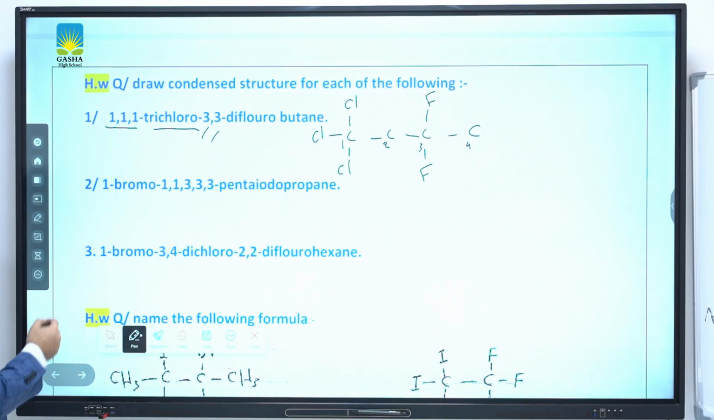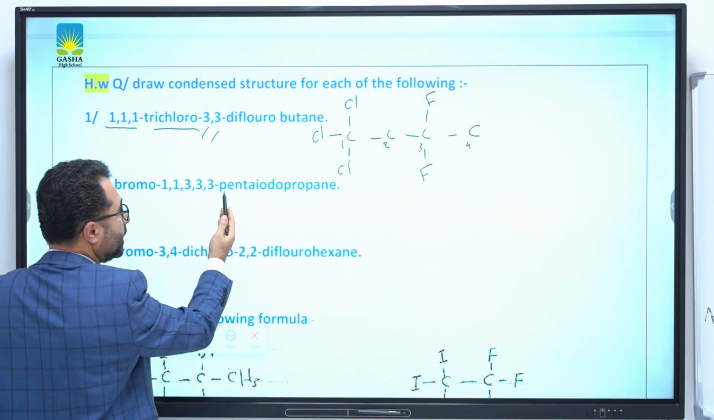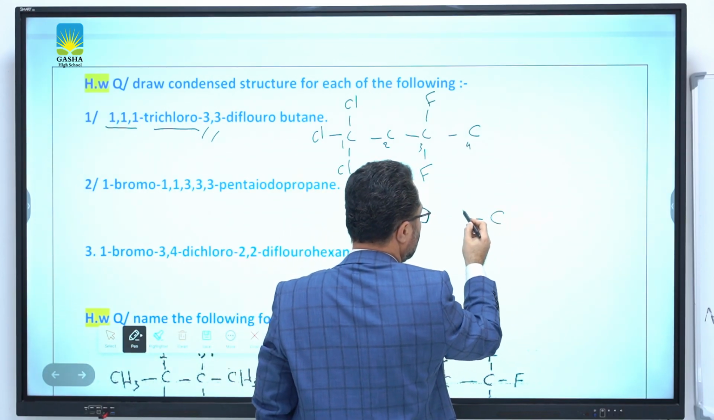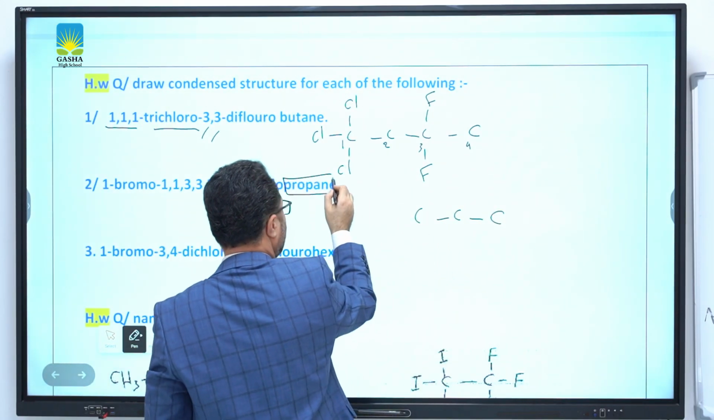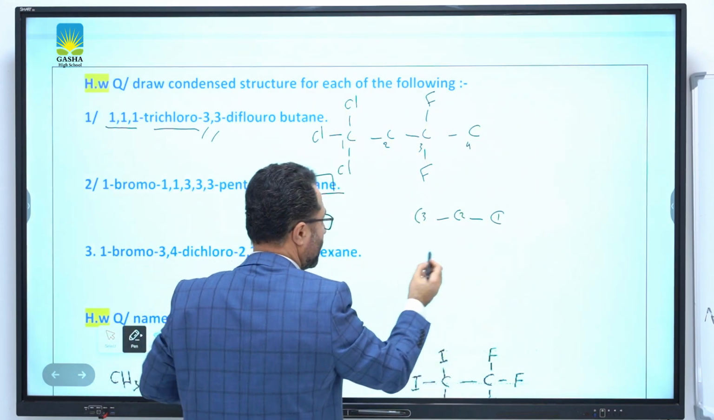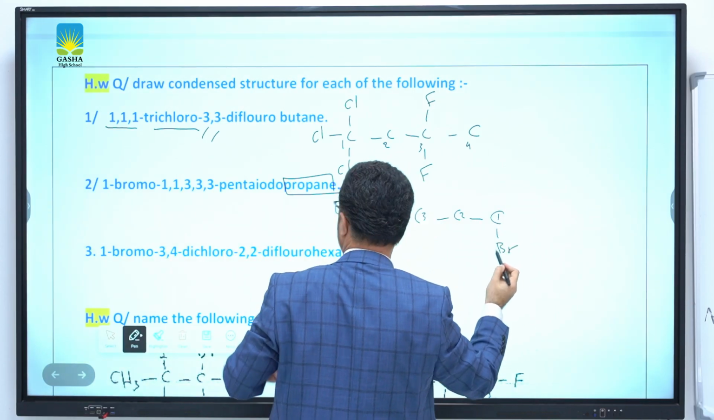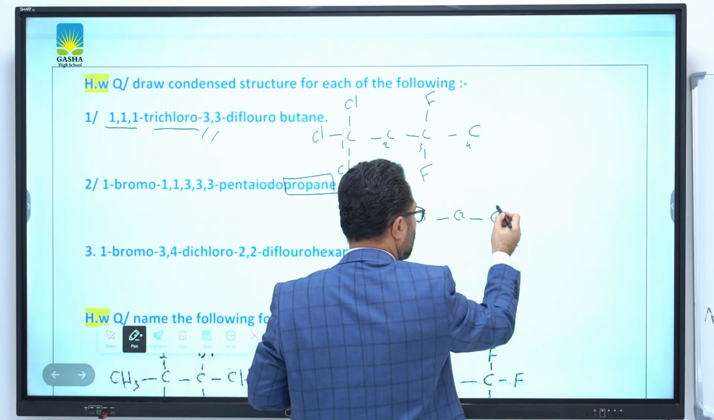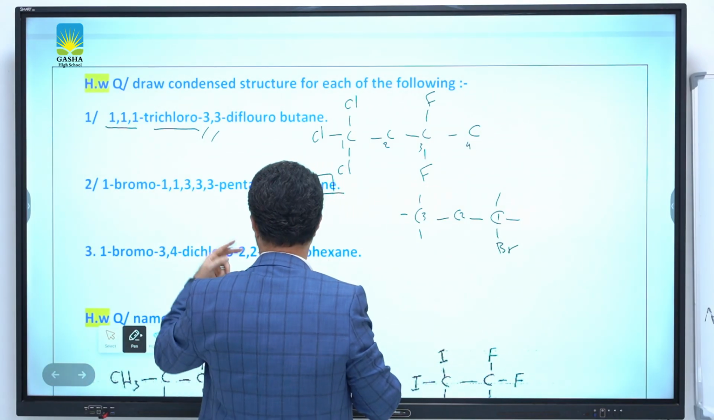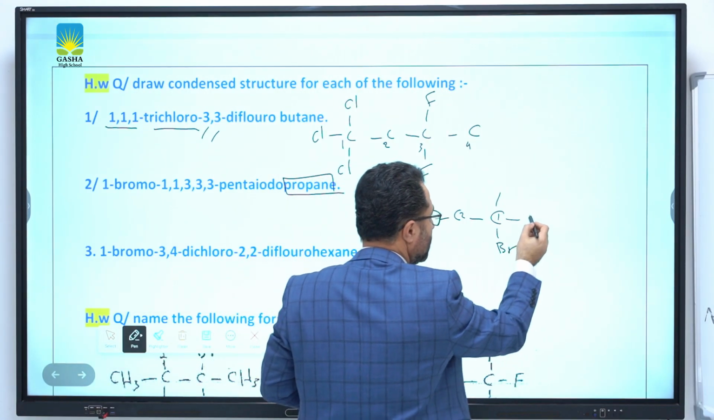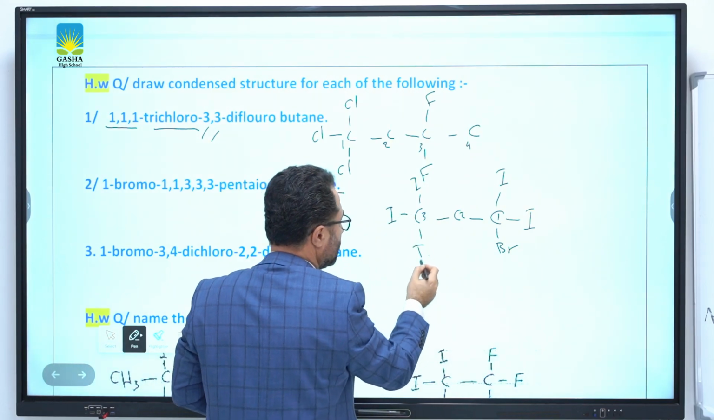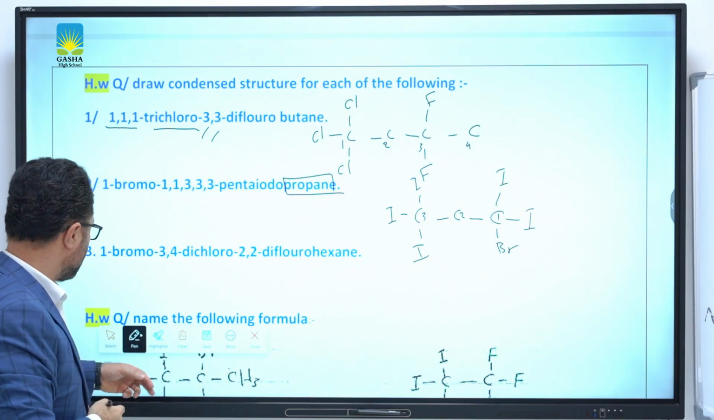The other one is 1-bromo-1,1,3,3,3-pentaiodopropane. We have 3 carbons: 1, 2, 3. On 1 we have Br, and on 1, 1, that is 2 times 1. On 3, 3, 3, 3 times, we have pentaiodo, that is I and I. The other one is homework.